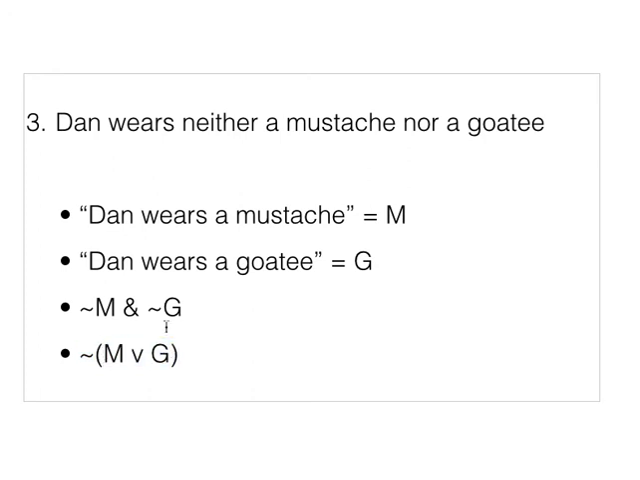So those are two different ways. These are each correct ways of translating our original sentence, Dan wears neither a mustache nor a goatee. So you can see that with complex propositions, like number 3 here, there could be multiple ways of correctly translating that complex proposition.